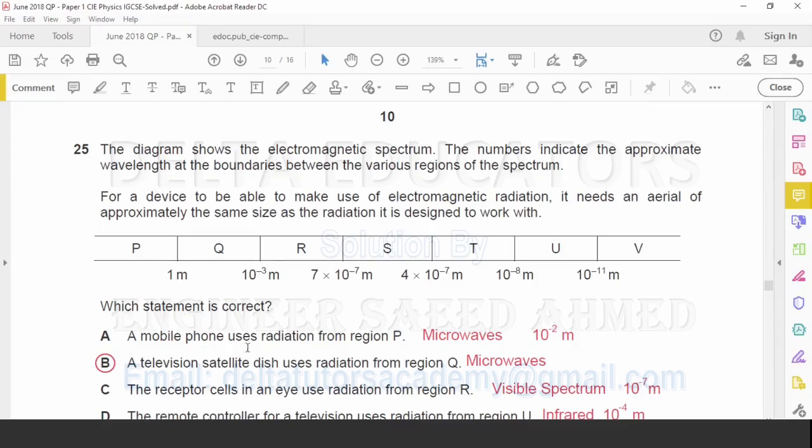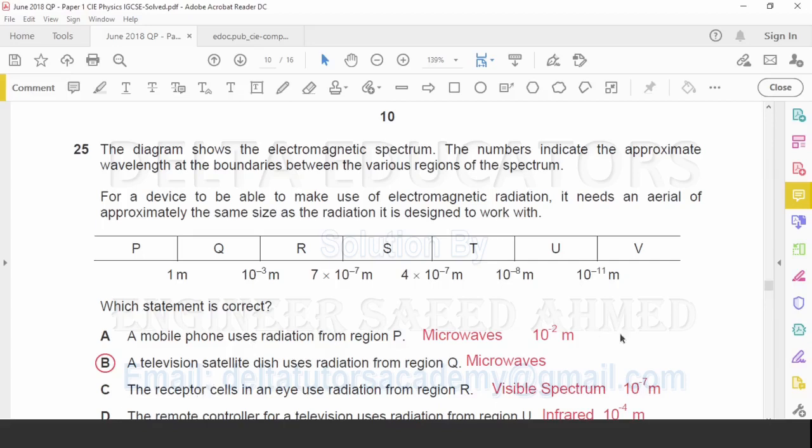Option B. A television satellite dish uses the radiation from region Q. Yes, it is the correct option. A television satellite uses microwaves, and microwave is in region Q. The wavelength of microwave is approximately 10 power minus 2 meter, so here it is in the range of Q. So this option is the correct option.